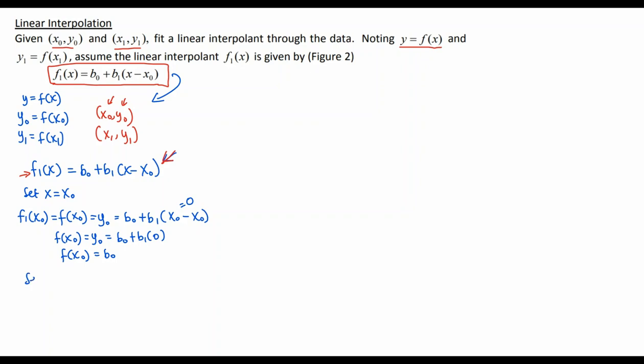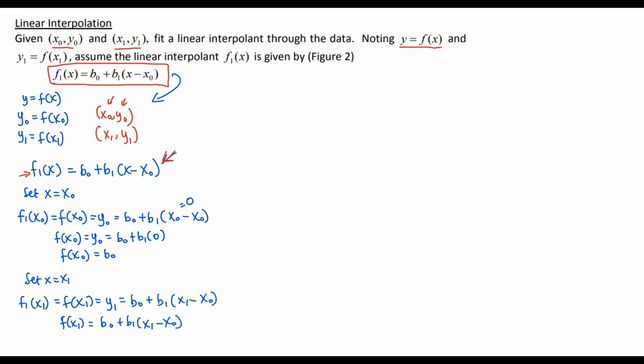So we are going to set x to be equal to x1. When we do this, we are expected to get y1, which is the same as f of x1, f1 of x1. So we are going to have f1 of x1 equal to f of x1, which is the same as y1, right? And then this should be equal to b naught plus b1, bracket open, x1 minus x naught, right? This is what you are going to have. So this will be the same as f of x1 equals b naught plus b1 bracket open x1 minus x naught.